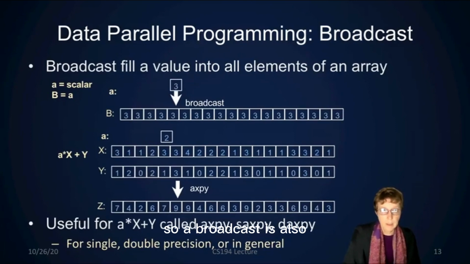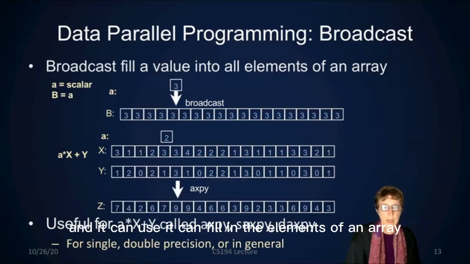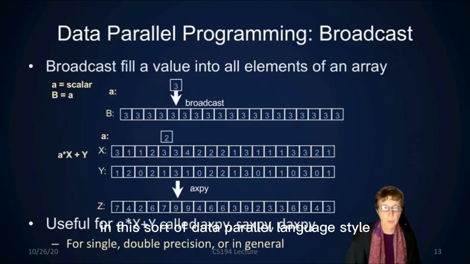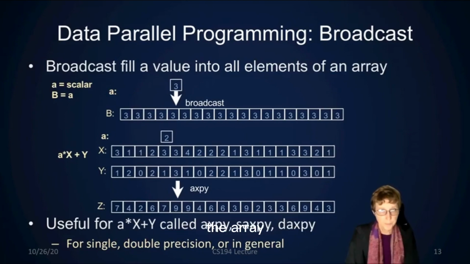So a broadcast is also a useful thing to be able to do in a data parallel context. A broadcast takes a scalar value, say an integer or a single floating point number, and it can fill in the elements of an array. In this sort of data parallel language style, we might just write this as capital B is equal to little a, where little a is the scalar value and capital B is the array, and that will cause it to be broadcast into all the elements of the array.